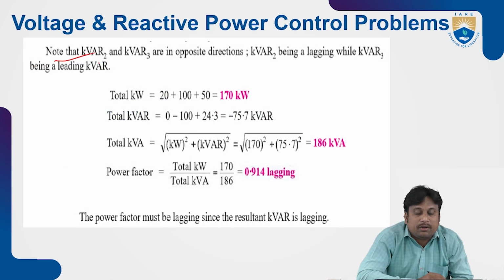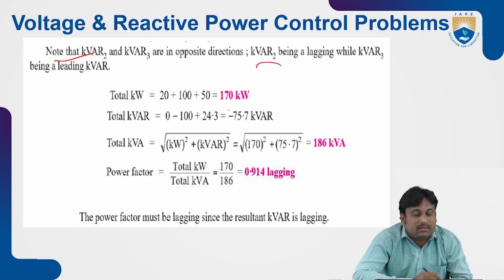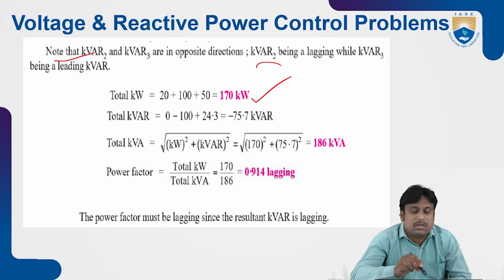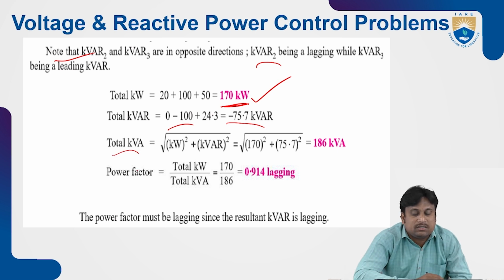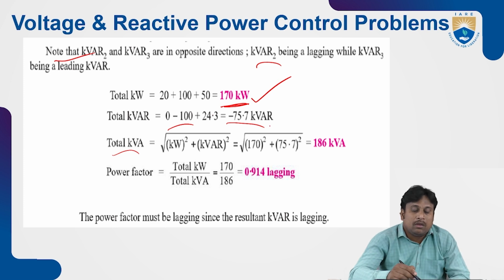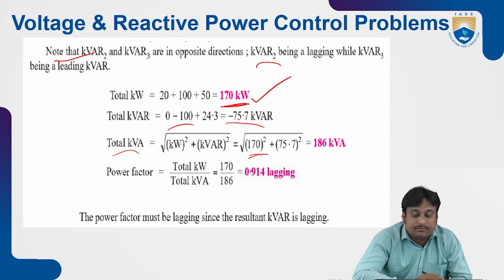Note here that kVAR2 and kVAR3 are in opposite directions. kVAR2 is lagging while kVAR3 is leading. So the total kilowatts becomes 20 plus 100 plus 50, that is 170 kilowatts. Total kVAR becomes 0 minus 100 plus 24.3, so minus 100 plus 24.3 means minus 75.7 kVAR. So total kVA is equal to the square root of kilowatt whole square plus kVAR whole square. Kilowatt is 170, kVAR whole square is 75.7 whole square.